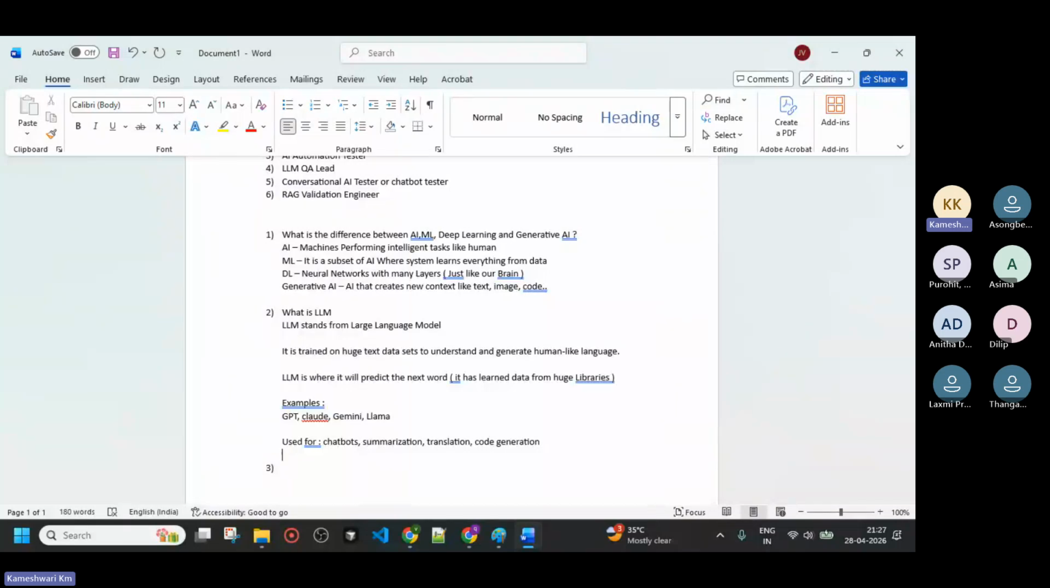And the next one is, they may ask what tokens are. So tokens are small chunks of text processed by the LLM. Why are tokens required?